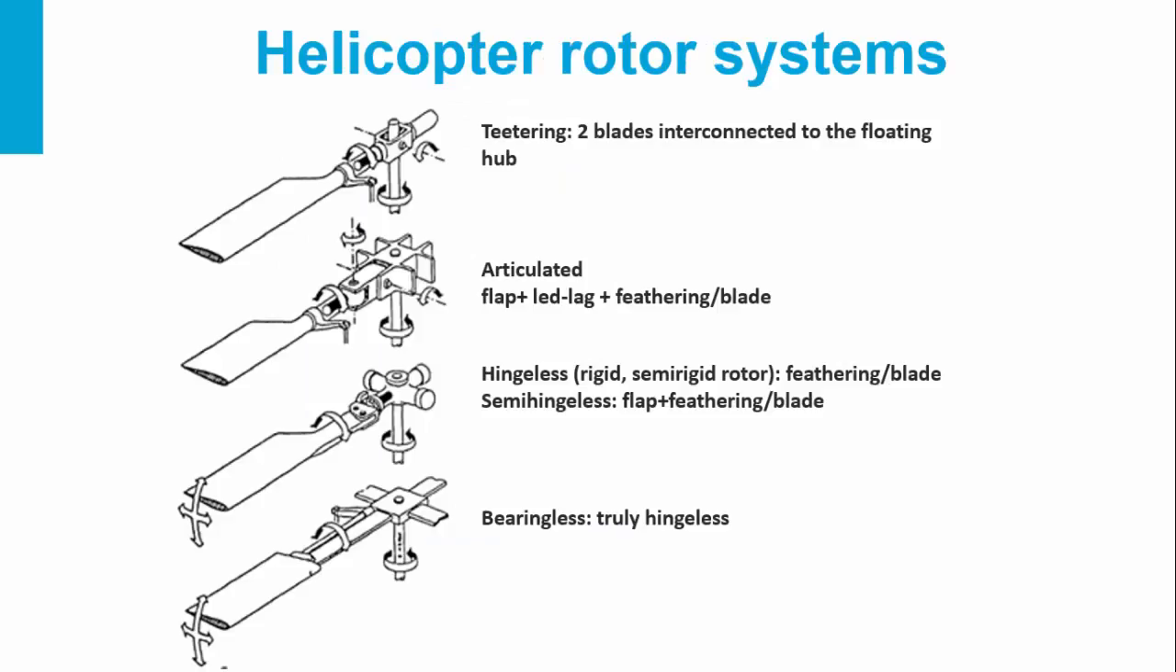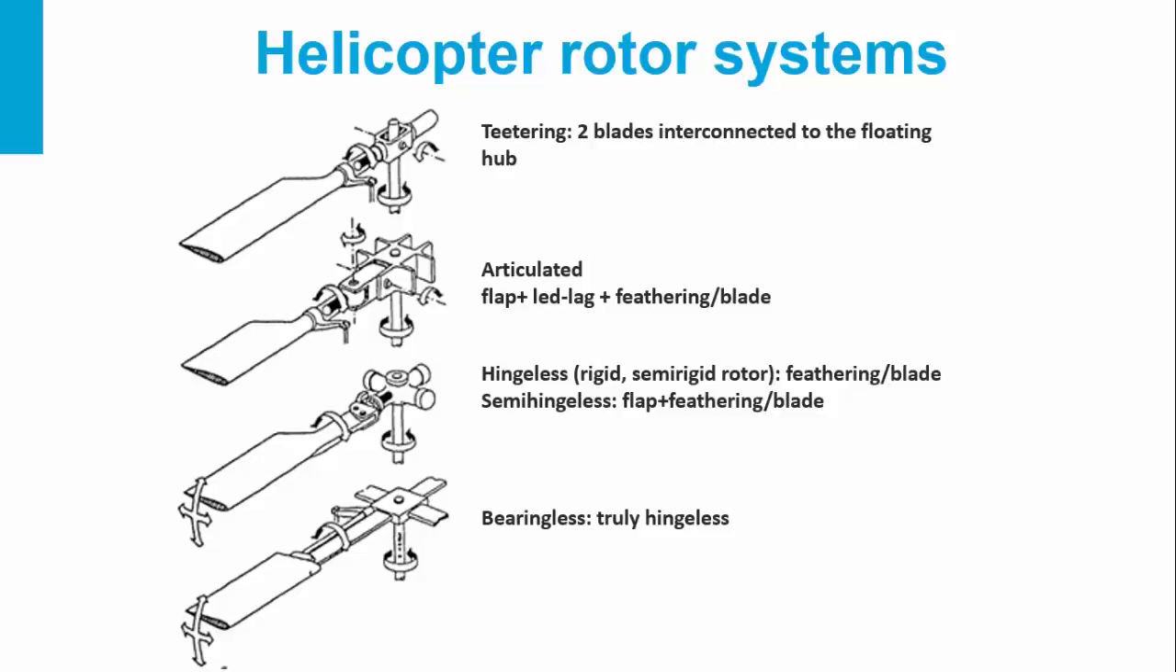Here are the following helicopter rotor systems that you can see mostly on a helicopter. The teetering rotor is the most simple rotor hub, and it involves two blades which are interconnected to a floating hub, and the blades are free to flap up and down. The articulated rotor involves the flap, the lead-lag, and the feathering of the blades. The hingeless rotor involves the feathering of the blades.